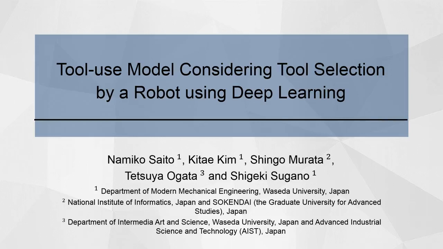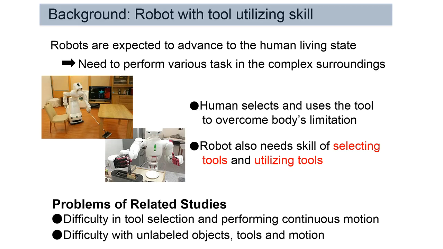My name is Namiko Saito, and I am presenting a work on a tool use model considering tool selection on the robot using deep learning. Daily space is a complex environment, and robots are required to perform various tasks. If robots could use tools like people do, their ability to execute tasks will improve. So, in this research, we propose a tool use model for robots that does not require labels and considers end-to-end sequential task execution, from tool selection to operation.